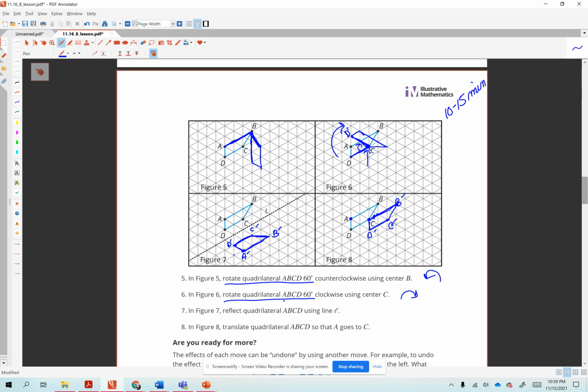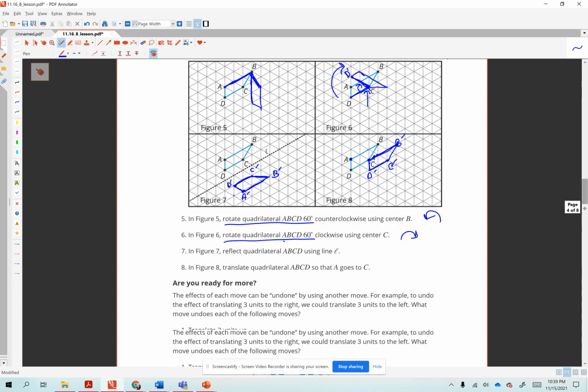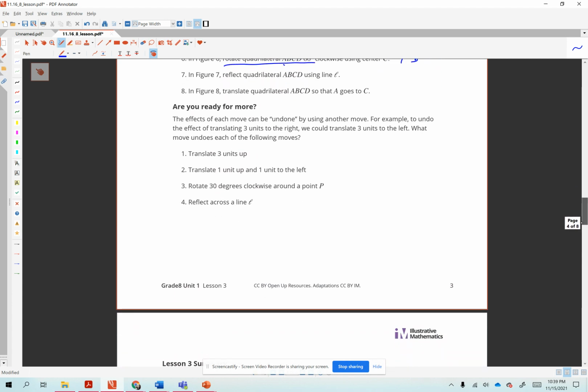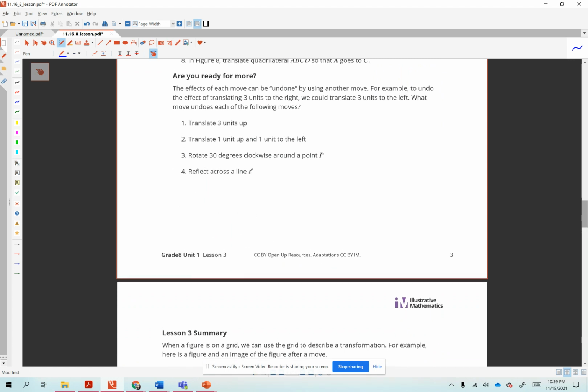All right, we have a couple more questions. Are you ready for more? So the effects of each move that we've done can also be undone by using another move. For example, to undo the effect of translating 3 units to the right, we would translate 3 units to the left. So we have a question. What move undoes each of the following moves? So the opposite, or the undoing of translating 3 units up, is to translate 3 units down.